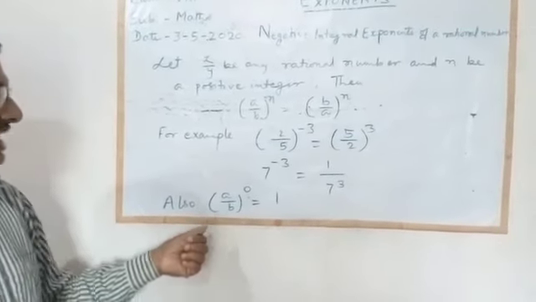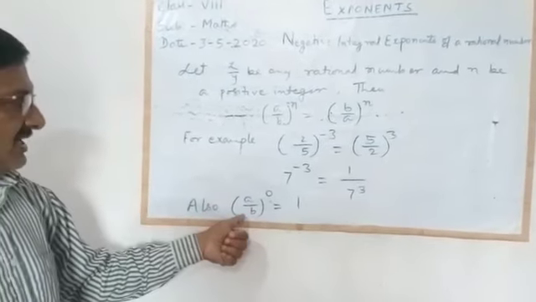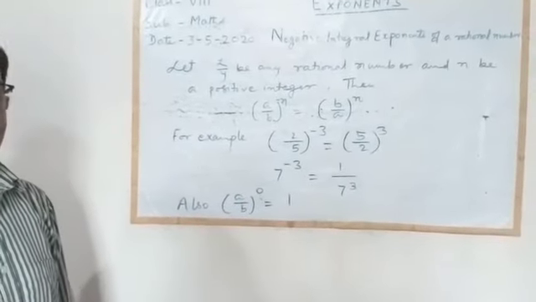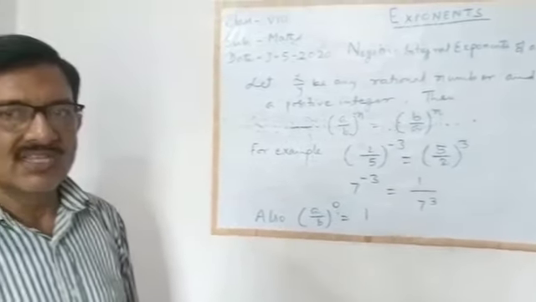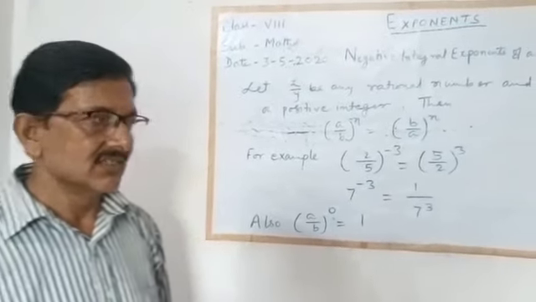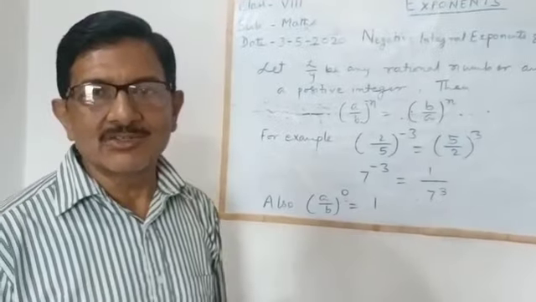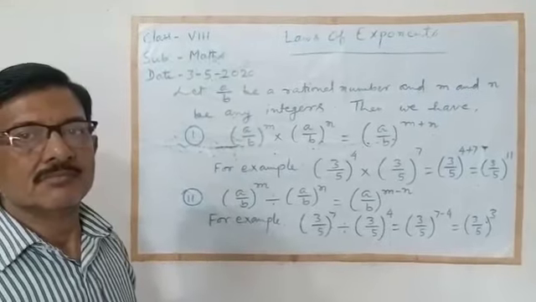And we should also learn that (a/b) to the power 0, any rational number having power 0, is equal to 1. So anything raised to the power 0 is always equal to 1.